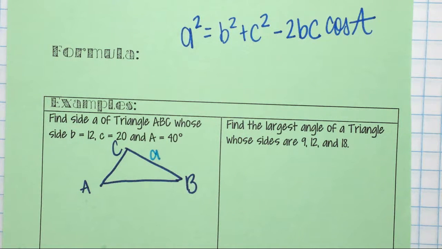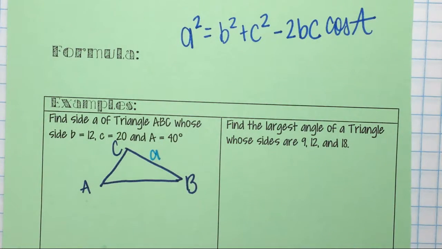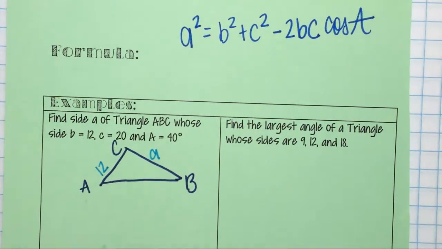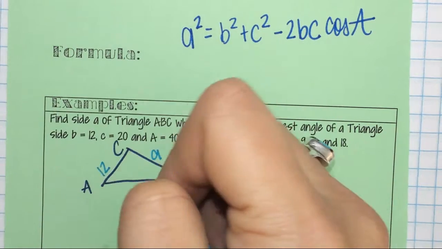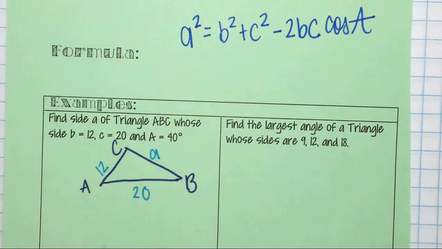Does it tell us what side b is? Yes. Which one is that? Well, where is that? Across from B. Okay. So AC, in the middle of AC. Okay. And what does c equal? 20. Okay. Do they give us an angle? Yes. Which one do they give us? A. And it is 40. 40 degrees.